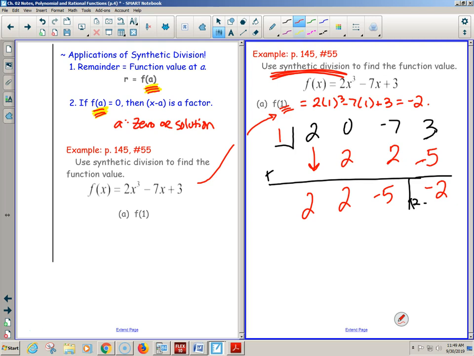What ended up happening? The function value, when plugging in, ended up being the exact same thing as the remainder when doing synthetic division. That's the idea. I could just plug in, but I could also just do synthetic.